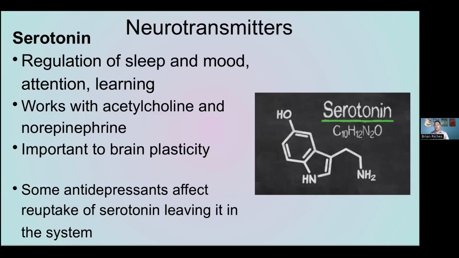So it's very important to brain plasticity. So with this, some of the most common antidepressants affect the reuptake, or that re-vacuuming, of the serotonin and try to leave it in that gap. So you just already have more serotonin in the gaps between the neurons. And then if you have more there, it's going to be more likely, when it's spit out by the preceding neuron, that some connects with the next cell.